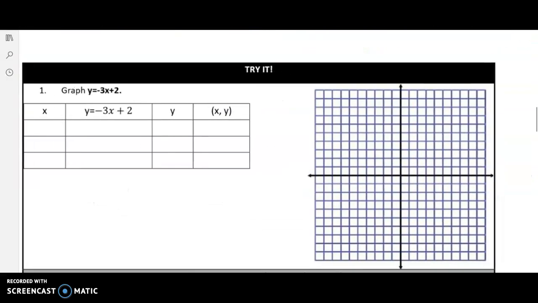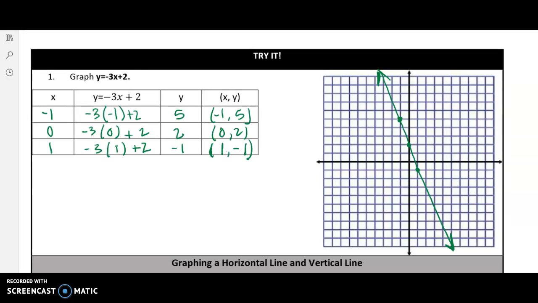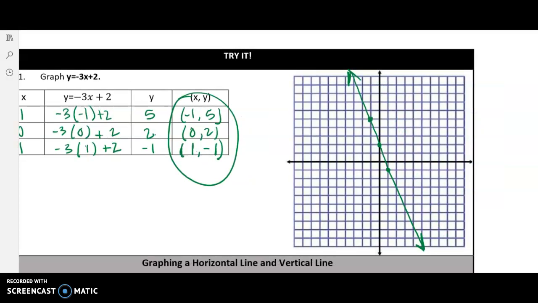All right, so I want you to do the next one, and then you're going to check your work with mine. When you plug in -1, -3 times -1 is +3, plus 2 is 5. When you plug in 0, -3 times 0 is 0, plus 2 is 2. And when you plug in 1, -3 times 1 is -3, plus 2 is -1. So I rewrote my points, and then I graphed them over here.